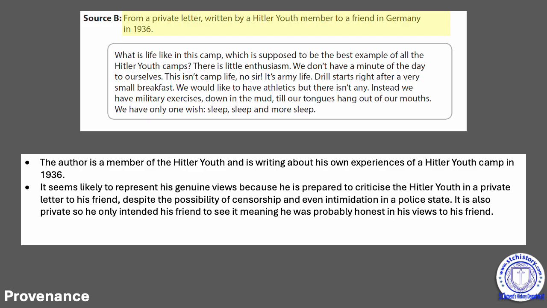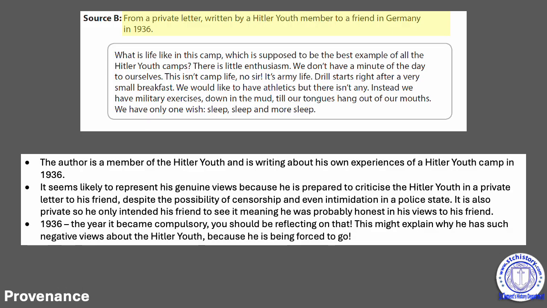So there's 2 there straight away, but a third one, just in case you needed it. We only need 2 though. You want to be talking about that 1936, definitely. This is the year it became compulsory. You should be reflecting on that. This might explain why he has such a negative view about the Hitler Youth, because he's been forced to go, and you can make that inference as well. So with that said then, for the last couple of minutes, we've been looking at this source B. We've picked out some content.